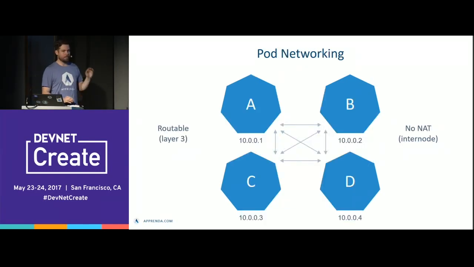Pod networking is extremely flat. There's no NAT, so those of you that are familiar with Docker and port wrangling, there's none of that in Kubernetes. You don't worry about that. So each pod can talk to another pod or all the other pods, and it's routable layer 3. So it's an extremely flat networking. They each get their own internal IP address that they could talk to each other with.